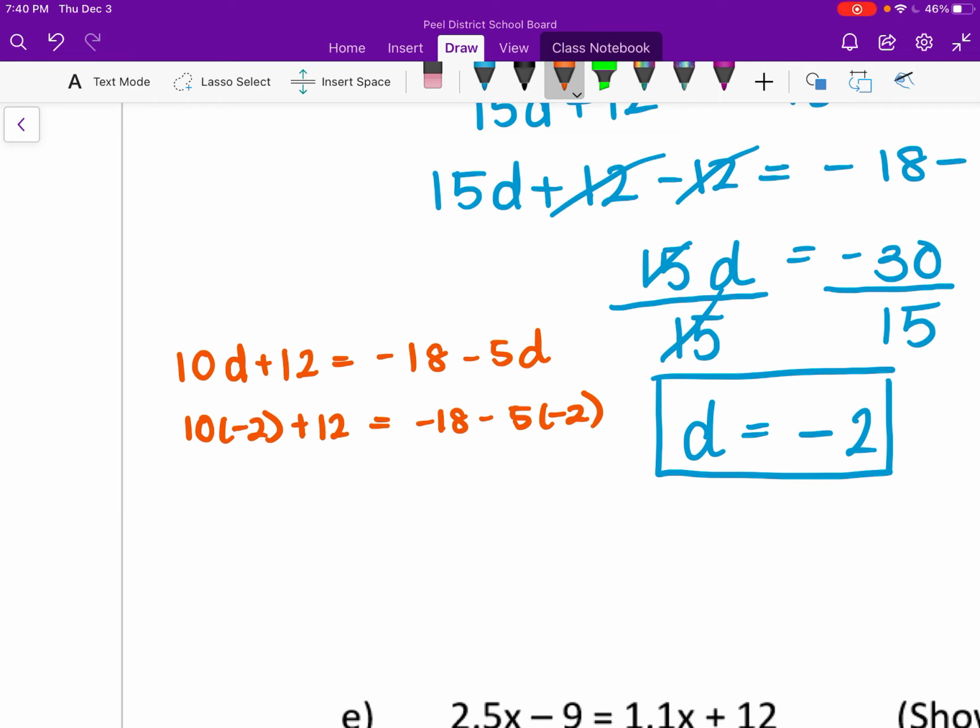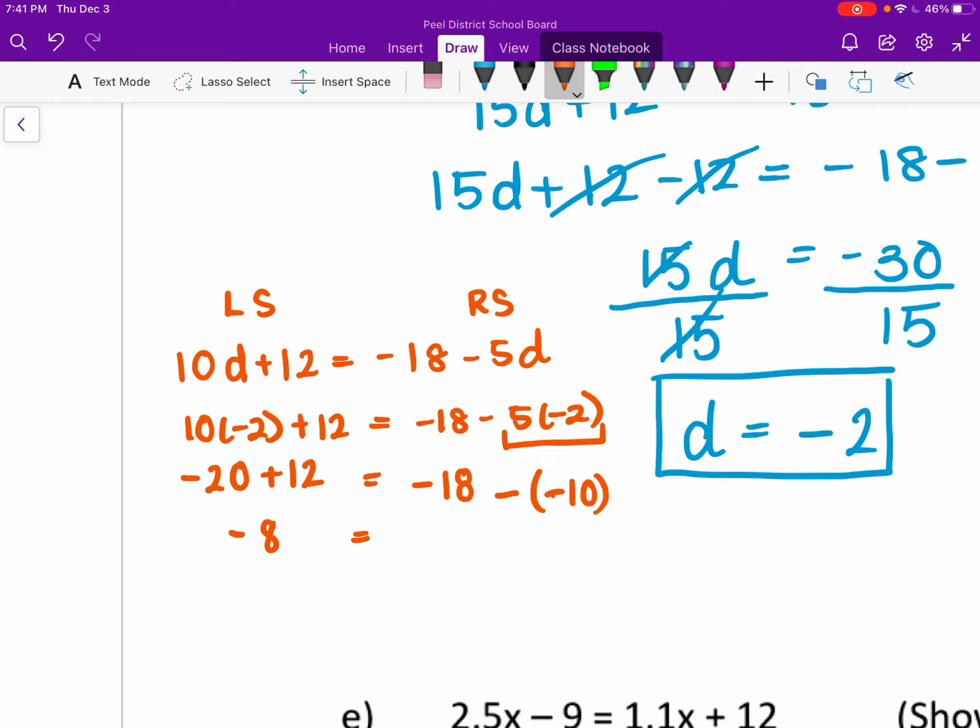Okay, so let's do the left side first, and then we'll deal with the right side. So the left side is equal to 10 times negative 2, which is negative 20, plus 12, right? Negative 20 plus 12 is equal to negative 8. Now you have negative 18 times minus 5 times negative 2, right? The first thing you have to do is do this 5 times negative 2, which will give you negative 10. Again, leave that in brackets. You still have that negative sign on the outside.